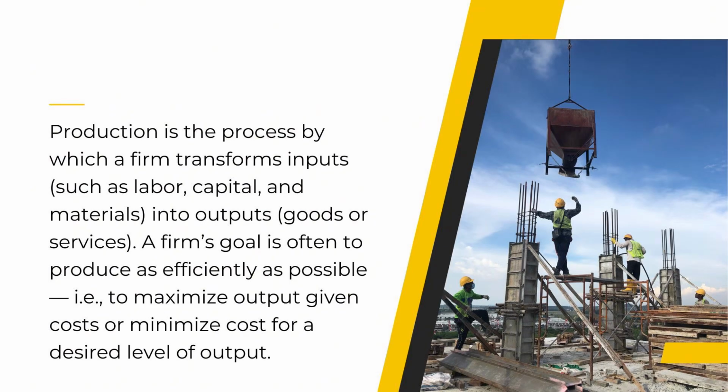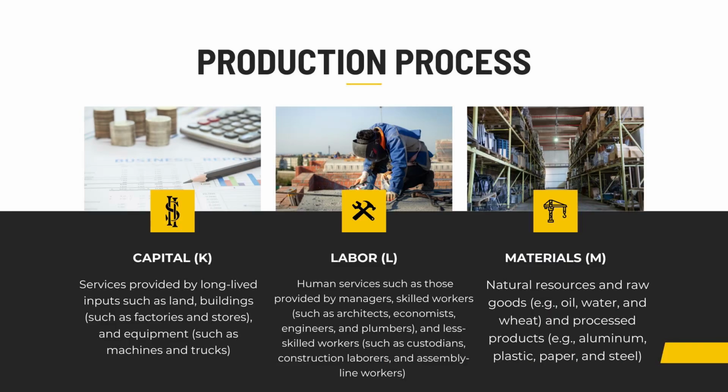So production is the process by which a firm transforms inputs such as labor, capital, and materials into outputs, goods, or services. A firm's goal is often to produce as efficiently as possible, to maximize output given cost or minimize cost for a desired level of output. A firm uses a production process to transform inputs or factors of production into outputs.